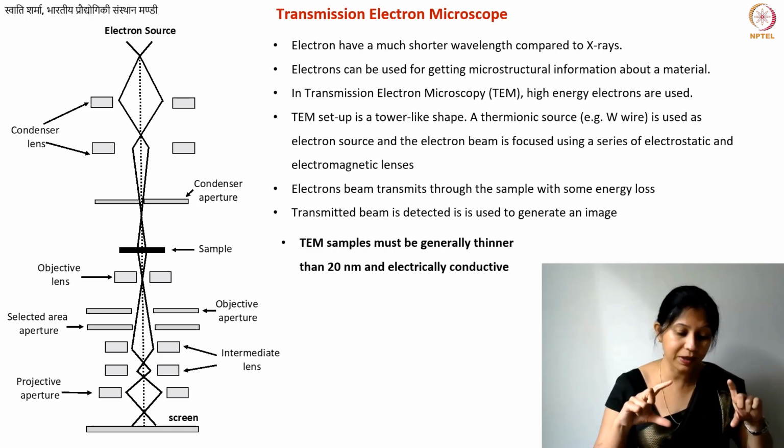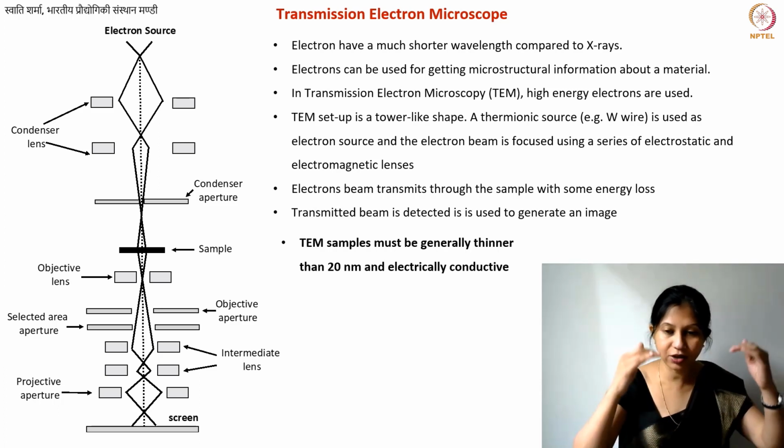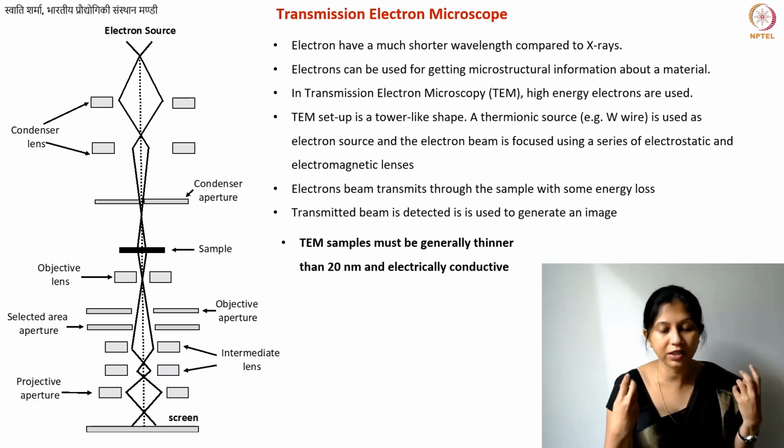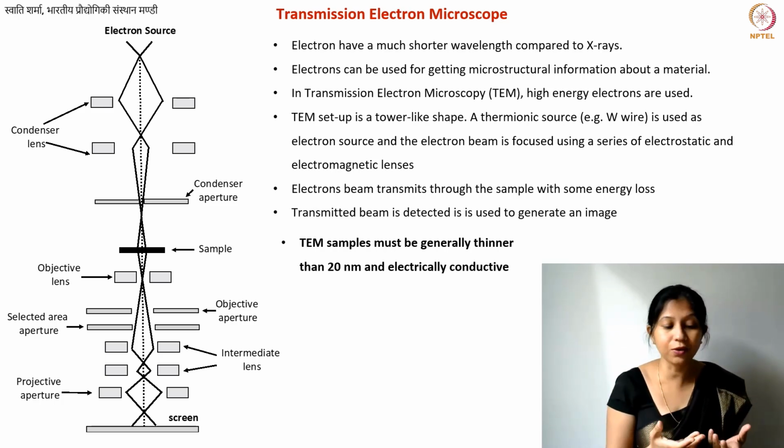Why? Because if your sample is too thick, then the electrons sort of get lost inside your material. They don't come out of the other side. And even if they come out, they have lost a lot of energy. So you will lose a lot of information in that sense.